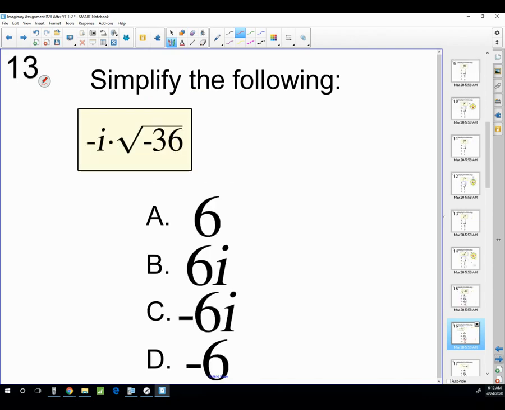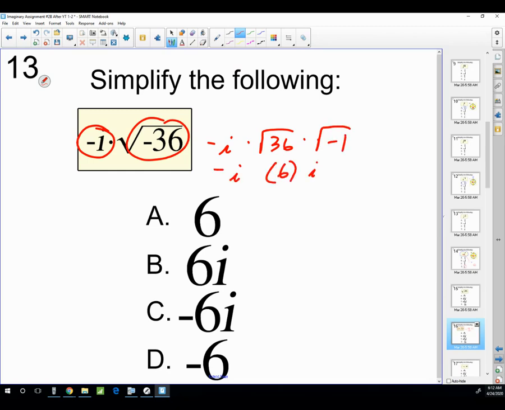Number 13, I'm going to recopy this right here, -I, and rewrite that as root +36 times root -1. Bring down the net that becomes a 6. You know that, and that's I. All right, and then we put all the pieces together. It'd be -6i squared. You really need to memorize that I squared is -1. And we get a final answer of +6.